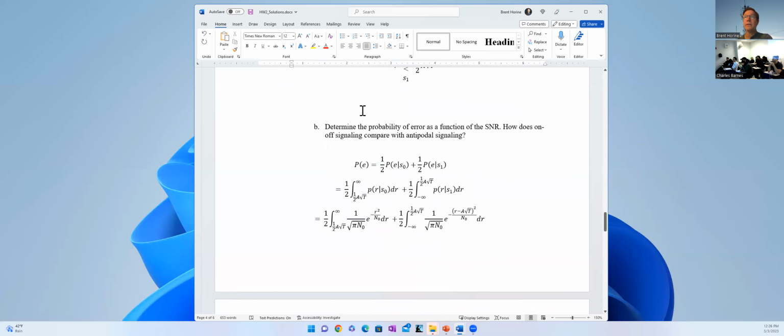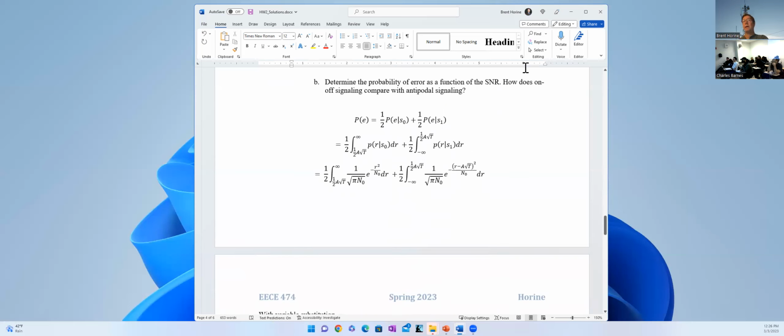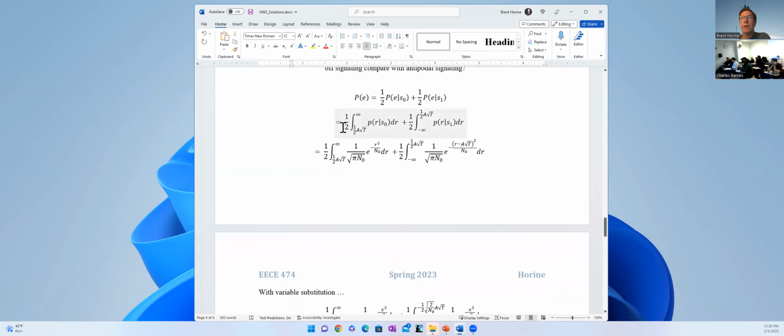All right, so now this second half requires a little bit more work too. Determine the probability of error as a function of the signal noise ratio. How does on-off signaling compare with antipodal signaling? So here we average the errors. What happens if we have an error when S0 is sent? And what happens when we have an error when S1 is sent? Well, if we're averaging them, we take half of those probabilities individually and add them up, right? It's just a simple average. There's two terms, so we're dividing by 2.